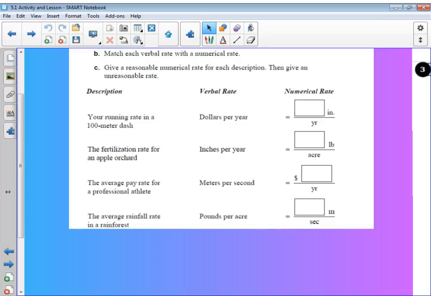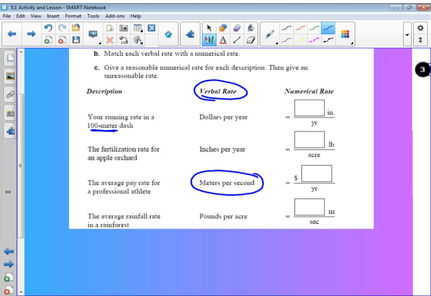So what we're going to do is go through and look at the information that we have. So here we have our running rate. We're working with meters. So when we look at our verbal rate, we want to find one that's dealing with meters. And if we have more than one, we'll discuss from there. So the first one is dollars per year, then inches per year. Here's our meters per second. And our pounds per acre.